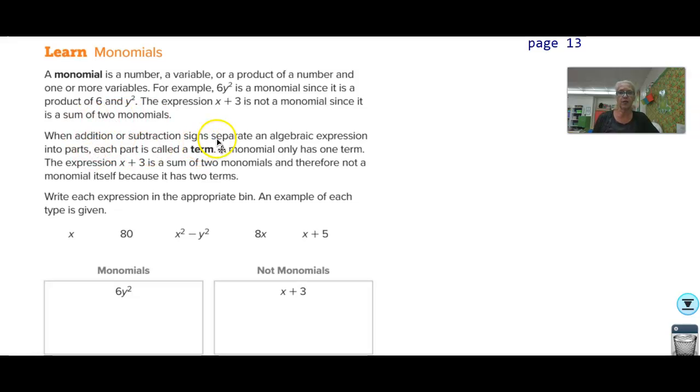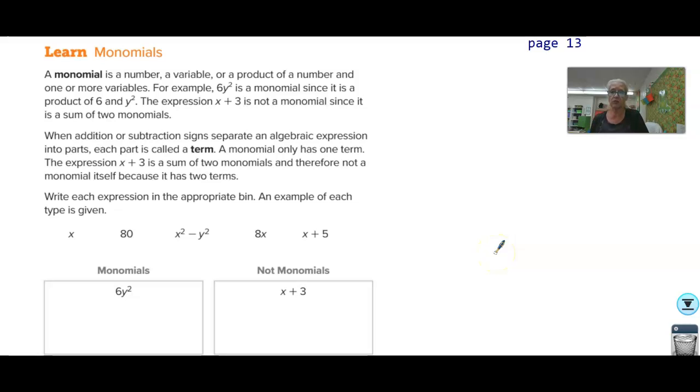When addition or subtraction signs separate an algebraic expression into parts, each part is called a term. A monomial only has one term. The expression x plus 3 is a sum of two monomials and is therefore not a monomial itself because it has two terms. Down here with these expressions, let's go ahead and sort these into the appropriate boxes.